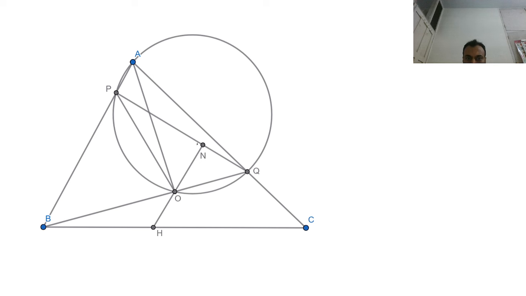This is the perpendicular, right? And I want to prove this length is 2R cos A. So to find OH, I will use this triangle OBH. We can use triangle OBH to find OH. And what is OB? OB is capital R, the circumradius of triangle ABC.